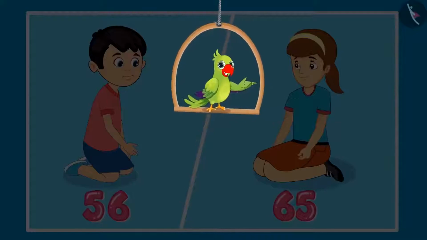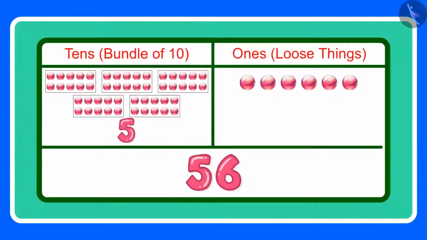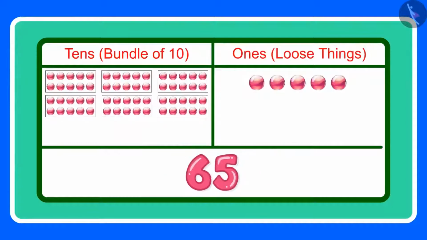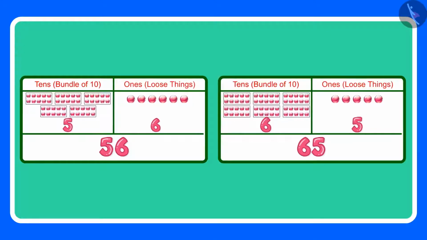Children, what do you think? Are 56 and 65 equal? Come, let us see. 56 means 5 tens and 6 ones. And 65 means 6 tens and 5 ones. The two numbers have different tens and ones. This means that 56 and 65 are not equal. Children, can you tell me which number is greater between the two? Yes, correct. 65 is the greater number because it has more tens.